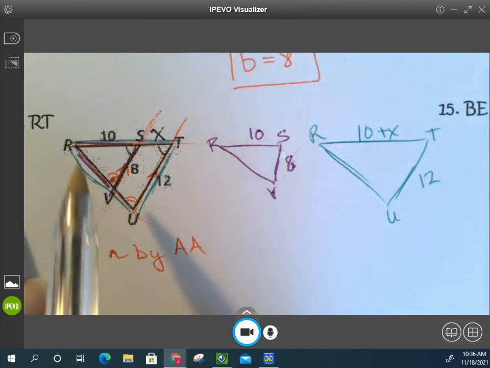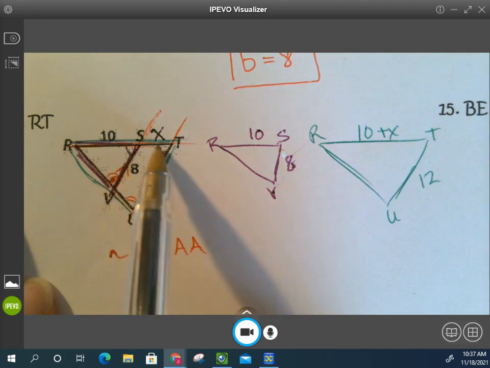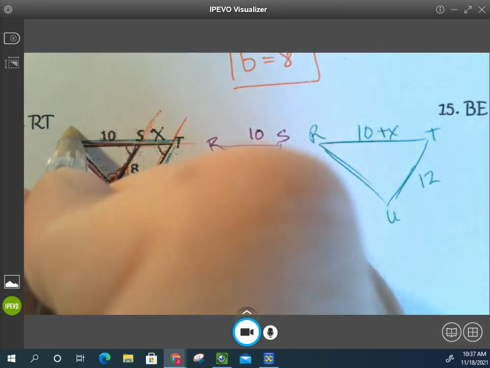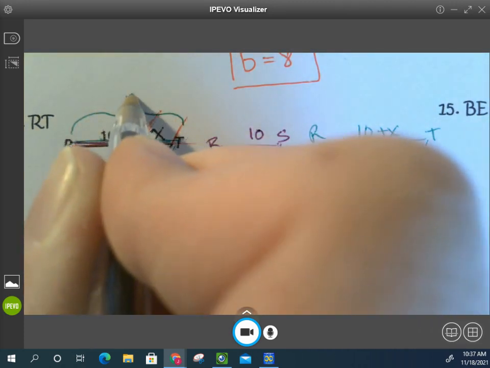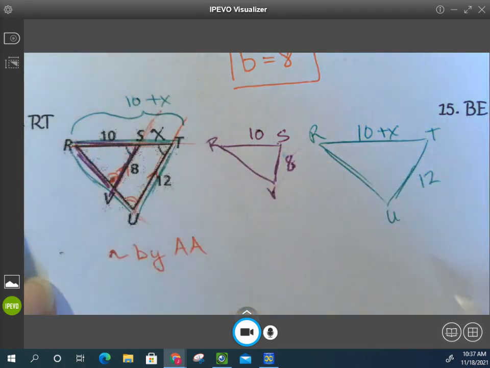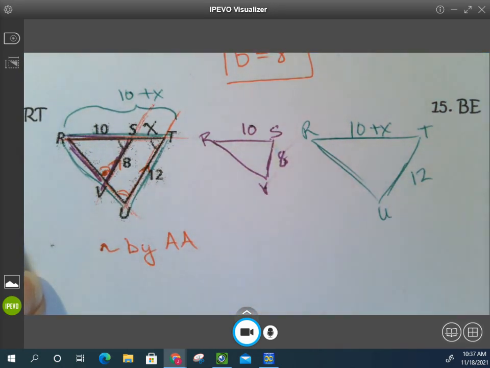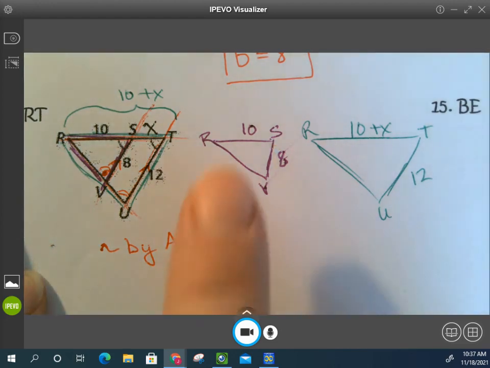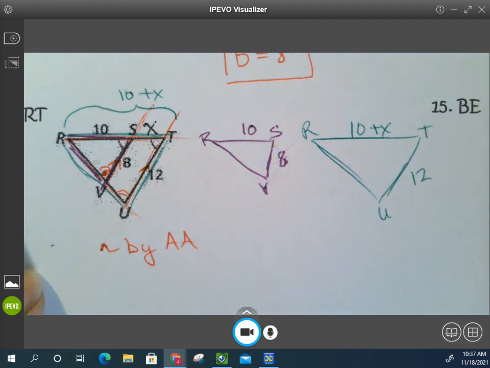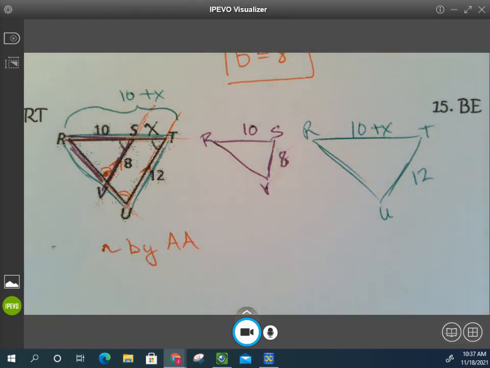That's what catches you. Look, this piece here is 10. This piece here is x. So the whole side of the big triangle is 10 plus x. And I'm telling you, that will get you all the time. So that's why I wanted to take the time to show this. And I think separating the triangles might help. So when you go to do it, I have a feeling a lot of us have to fix this proportion.